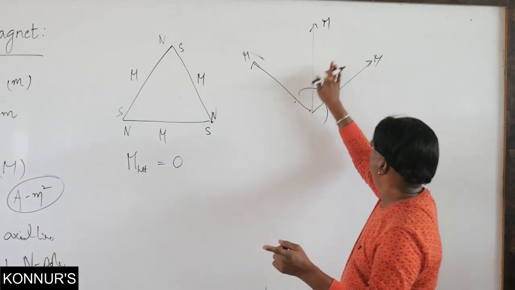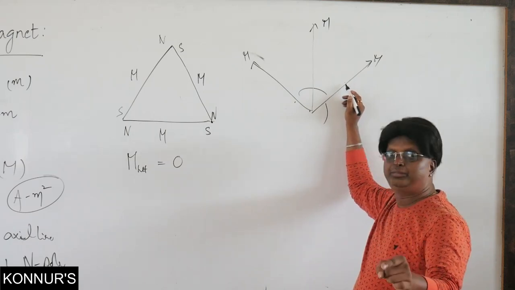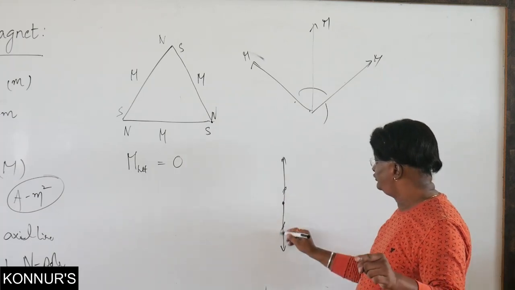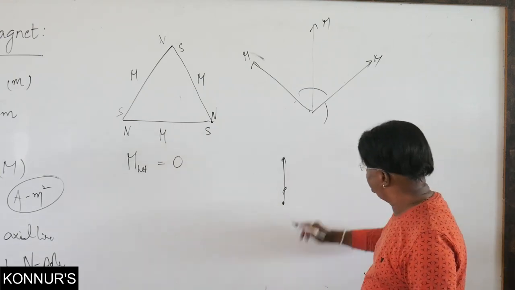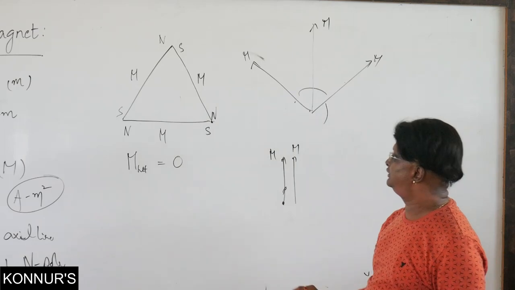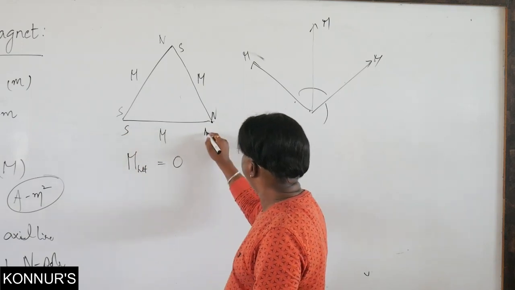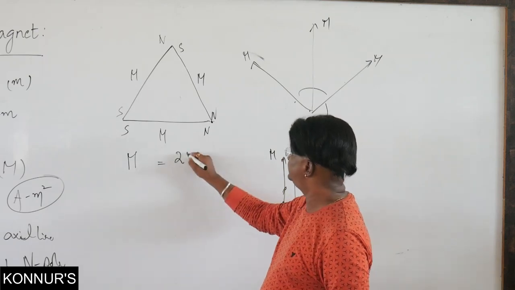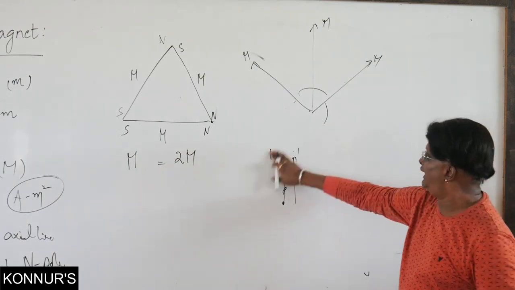Earlier, this capital M and capital M at 120 degrees gave a result of again capital M, and this M and one more M, equal and opposite, gave a result of 0. But now this is what happened. One of the magnets reversed, then it will be M and M, two M's parallel. Suppose here I have reversed south pole and north pole. In this case, net magnetic moment is equal to how much? Yes, it will be 2M.